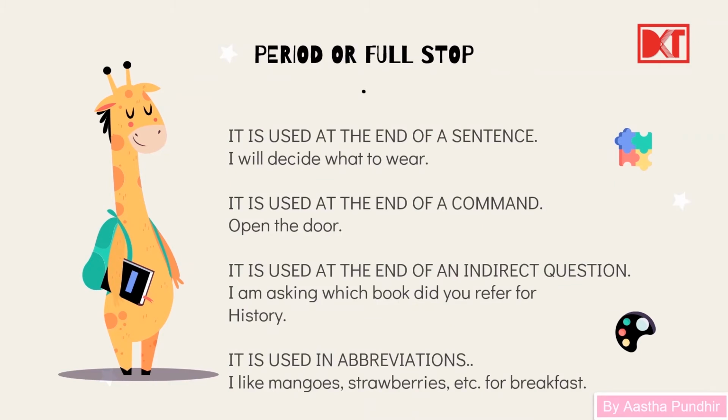Alright, so now we begin with various punctuation marks. The first one is period or full stop. Here is the full stop. We know what a full stop is. Let's see its various uses. First of all, it is used at the end of a sentence. This is pretty easy. For example, I will decide what to wear, and a full stop. So full stops are used at the end of a sentence. When you have completed a sentence, you put a full stop.